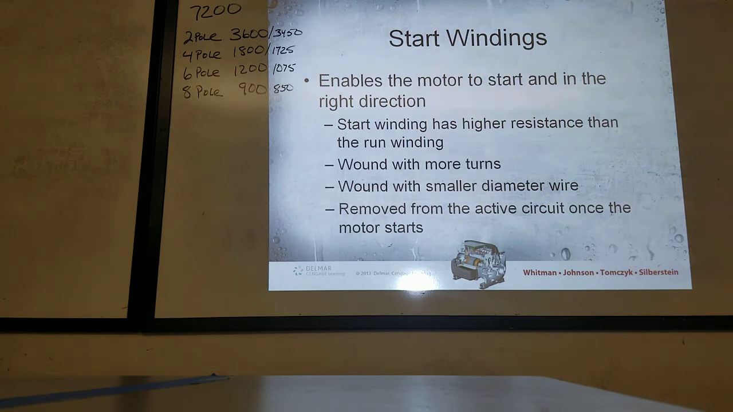Start windings enable the motor to start and in the right direction. The start winding has higher resistance than the run winding. The winding with more turns and smaller diameter wire is removed from the active circuit once the motor starts.